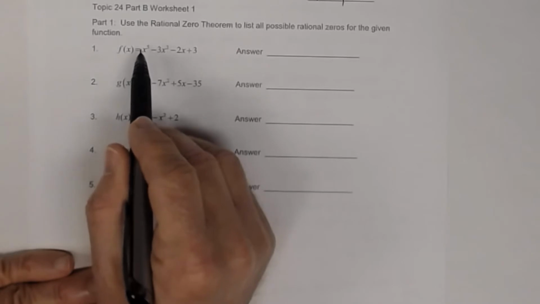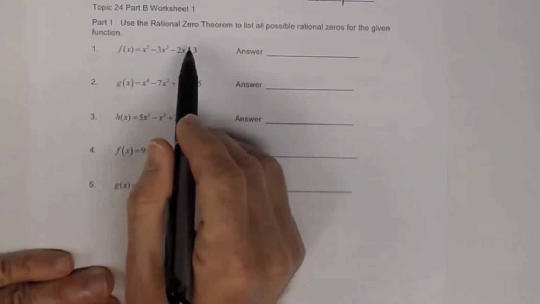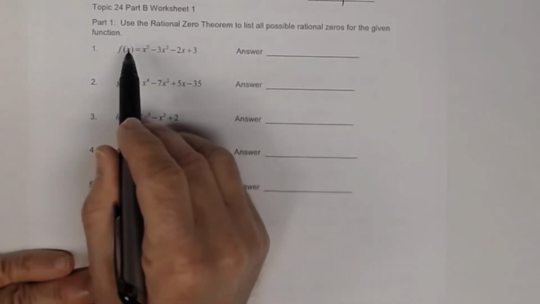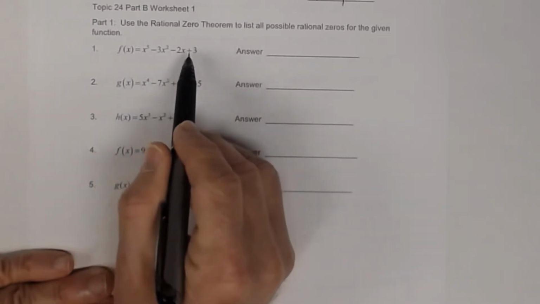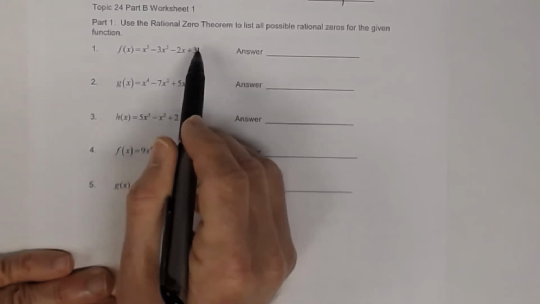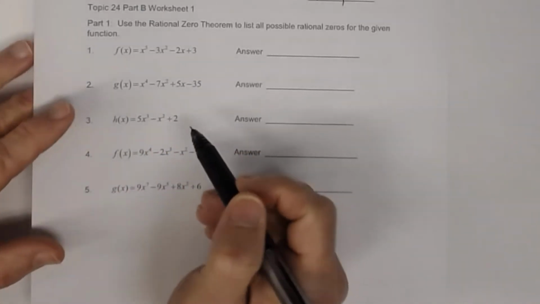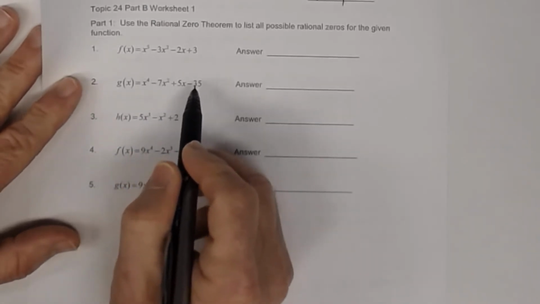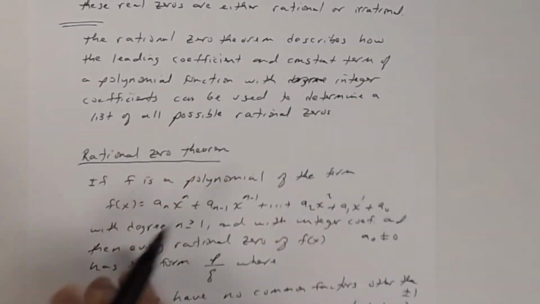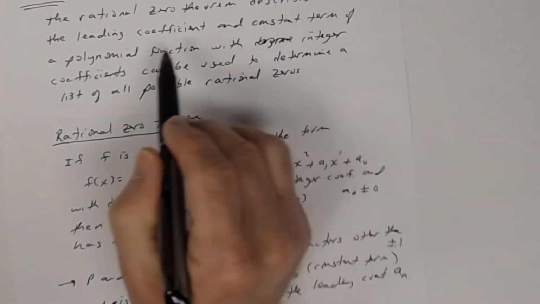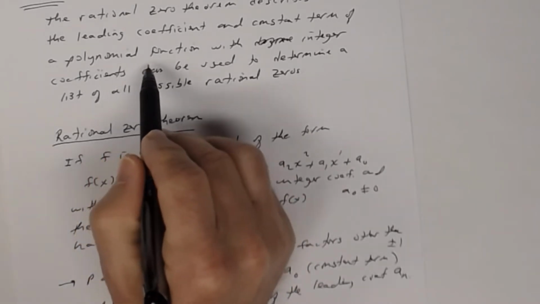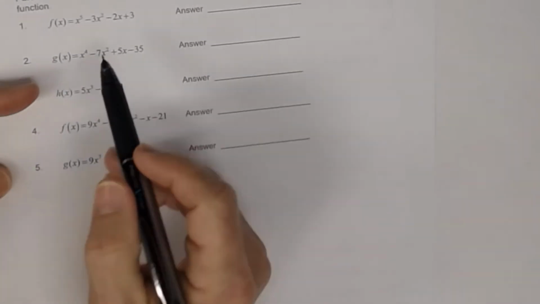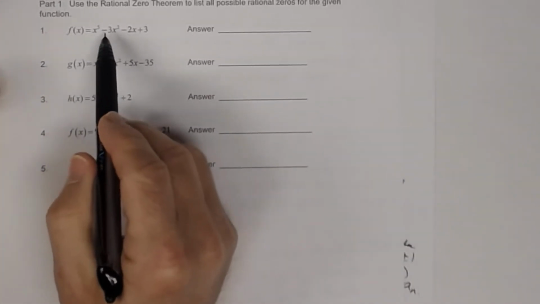And so in this case, the coefficient here is 1. Your constant is always the easiest to see because it doesn't have a variable attached to it. And if it's in descending order, it will always be the last term listed. So your constant term is 3. Over here, your leading coefficient is 1. Your constant term is a negative 35 in this case. All right. So the rational zero theorem describes how the leading coefficient and the constant term of a polynomial with integer coefficients. And notice that in all these cases, the coefficients are all integers.